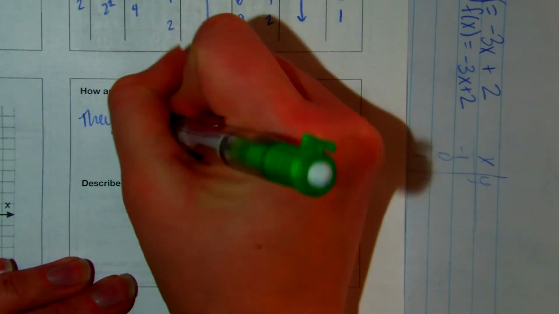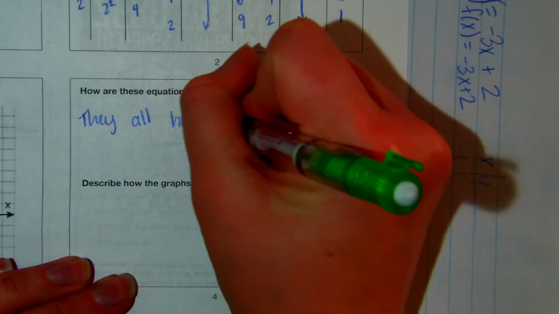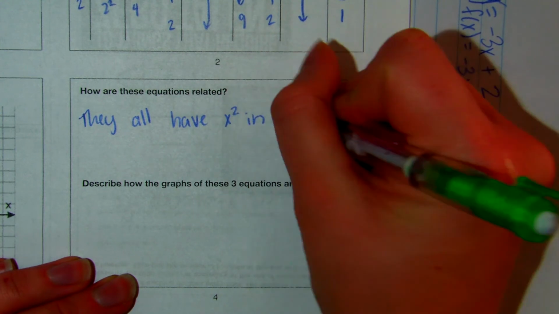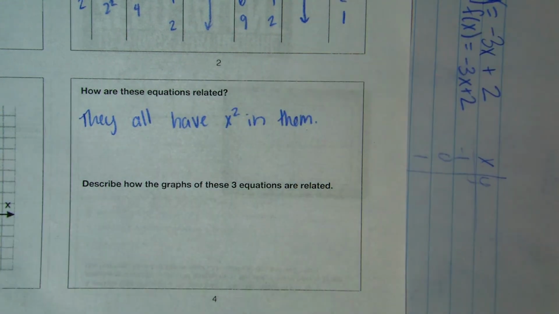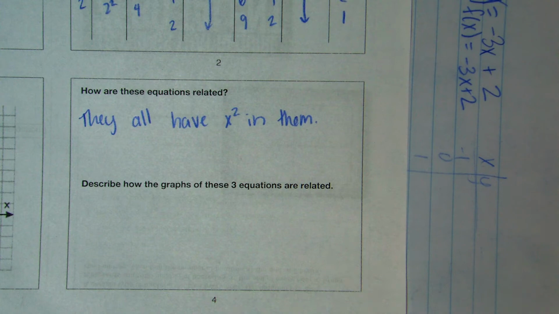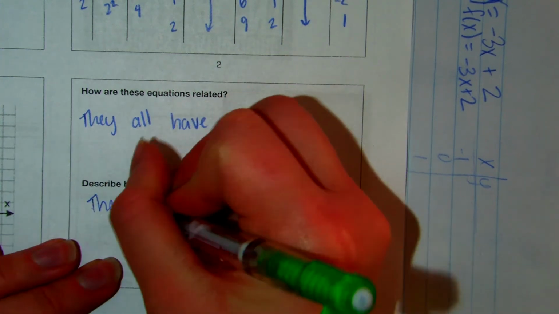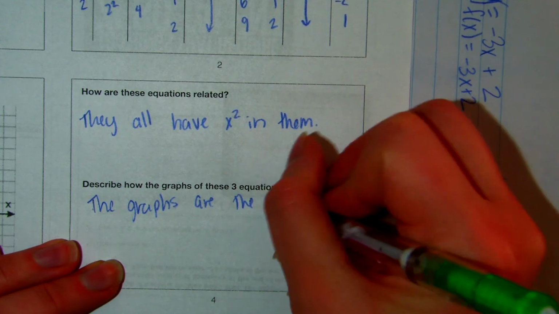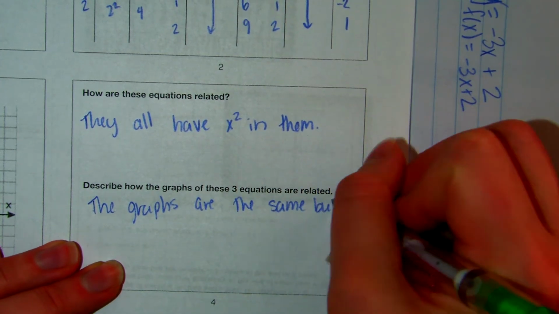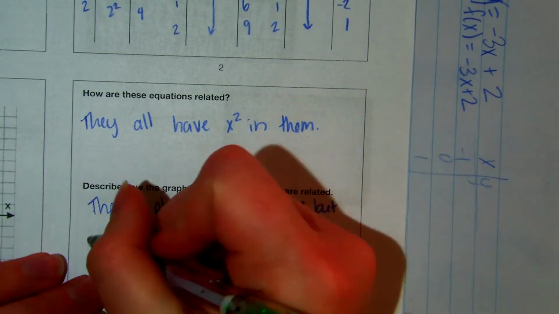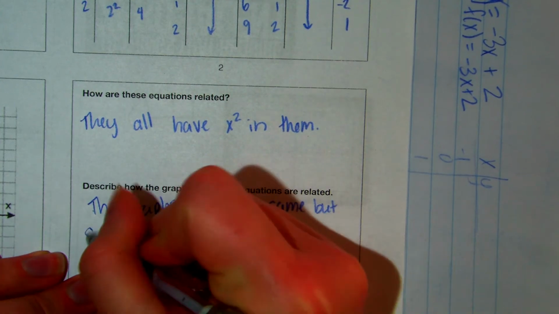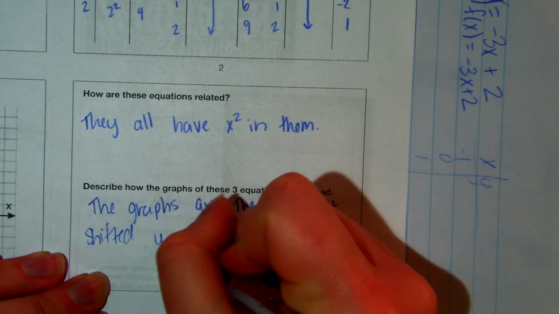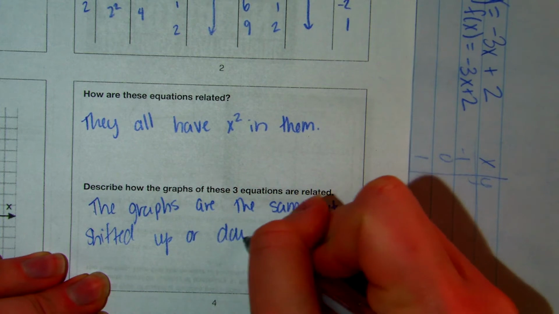Well, they all have x squared in them. So that's the parent function. Describe how the graphs of these 3 equations are related. The graphs are the same, but they are shifted, so they're up or down, shifted up or down the y-axis.